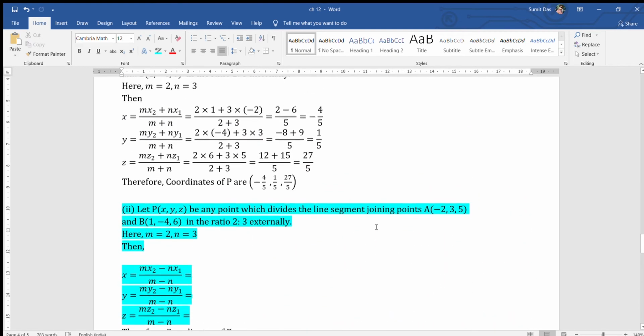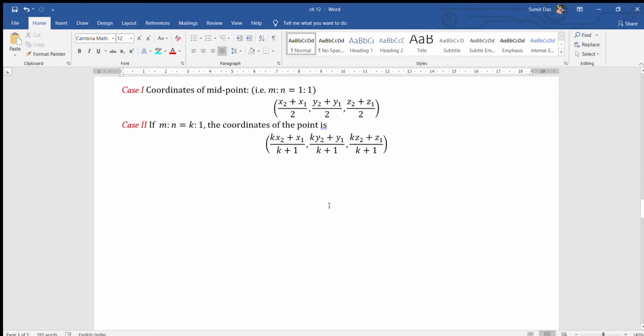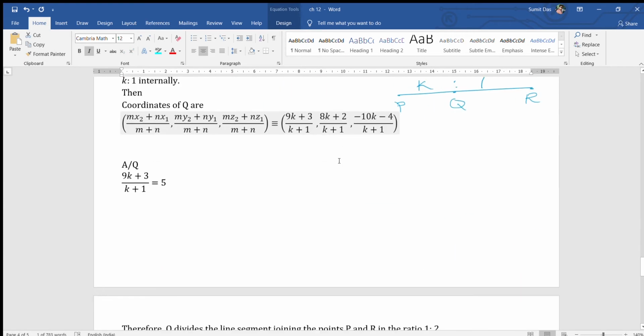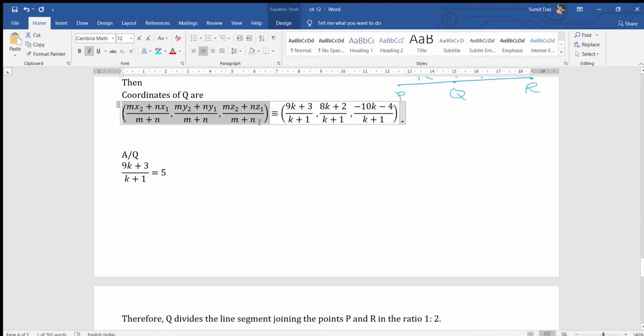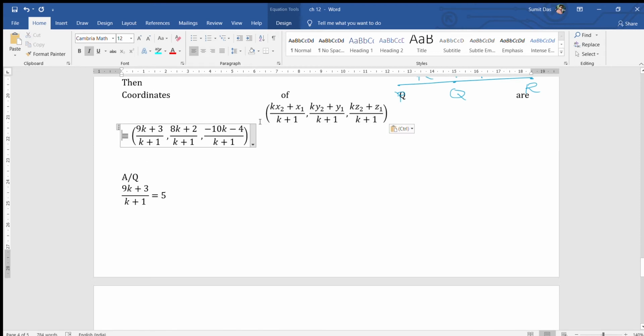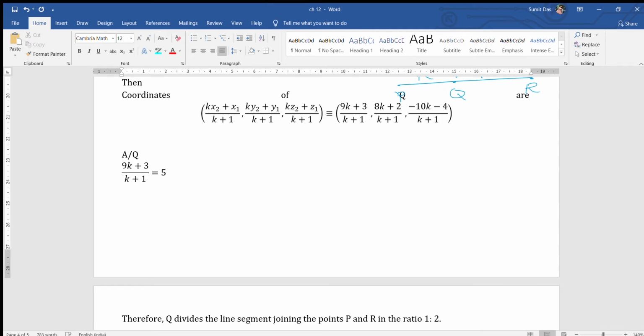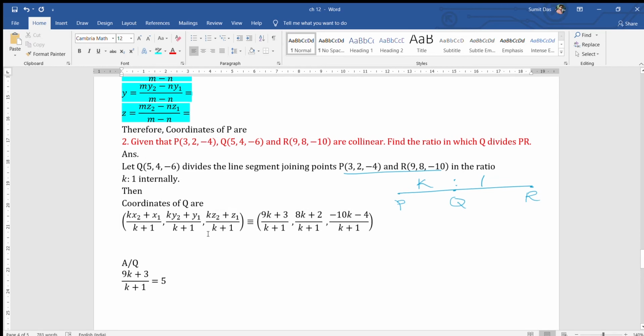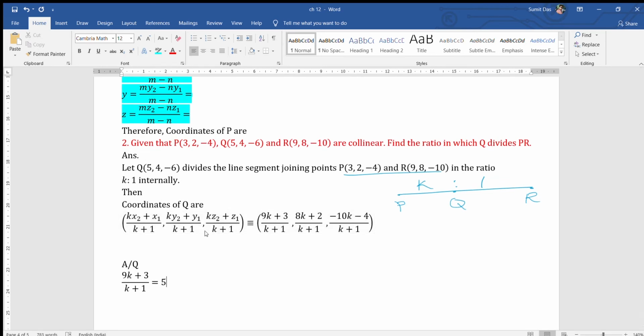Why am I taking this one? I could take this formula, because k is to 1, we have already been given one formula. You can see, look, k x2. So x2 is 9 here, right? So 9k plus x1. What is x1? 3. Then divided by k plus 1, all denominator.